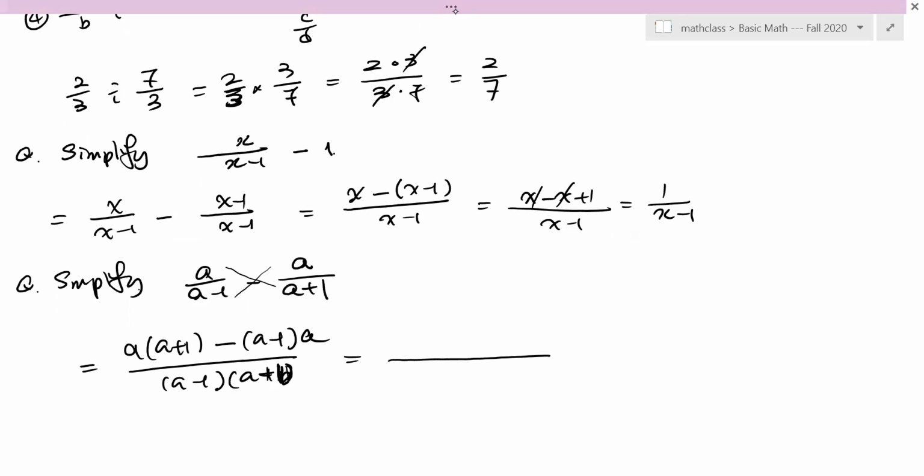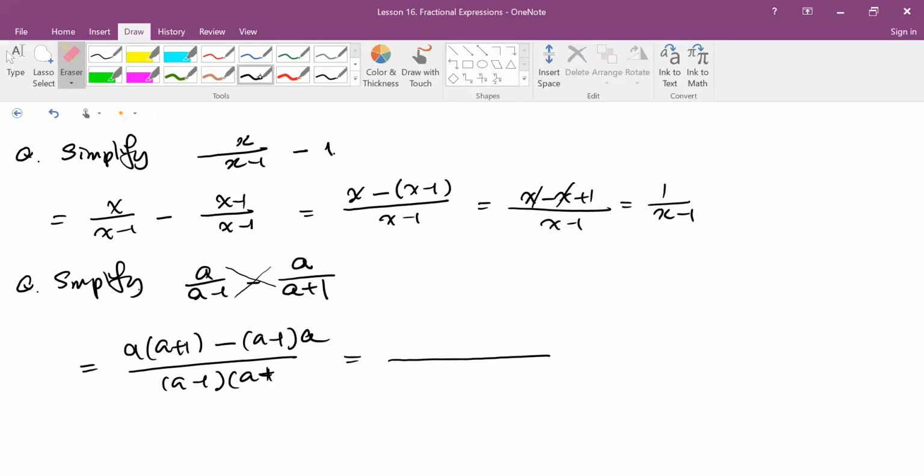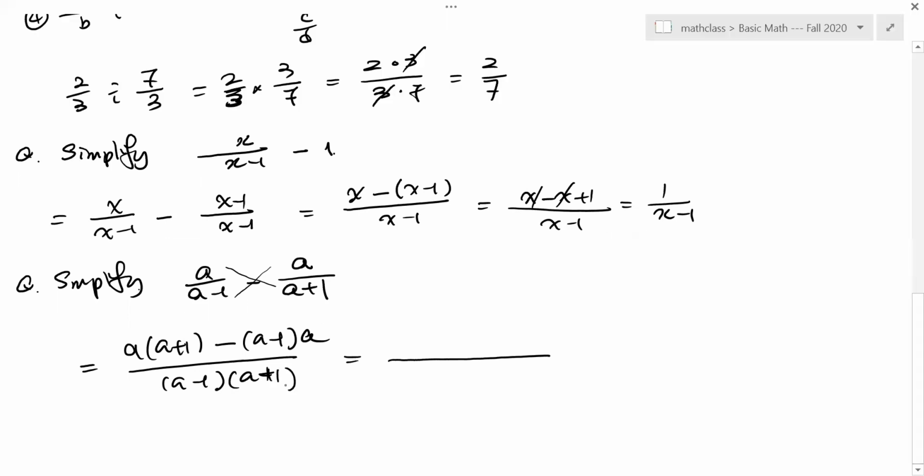Let me correct. All right, how do you do that? a times a is a squared. a times 1 plus a, that's the first part. The second part is a minus 1 times a: a times a is a squared, a times negative 1 is negative a.